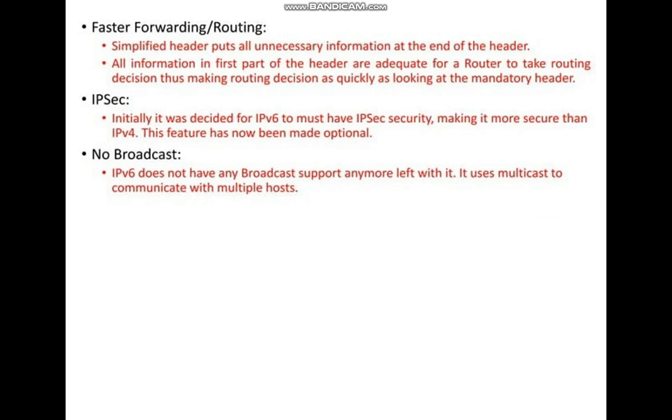Fast forwarding and routing: the simplified header puts all unnecessary information at the end of the header. All information in the first part of the header is adequate for the router to take routing decisions, thus making routing decisions as quick as looking at the mandatory headers. Initially, it was decided that IP version 6 must have IP security, which makes it more secure than IP version 4. IP version 6 does not have any broadcast support anymore. It uses multicast to communicate with multiple hosts.